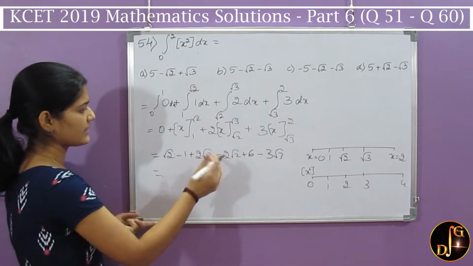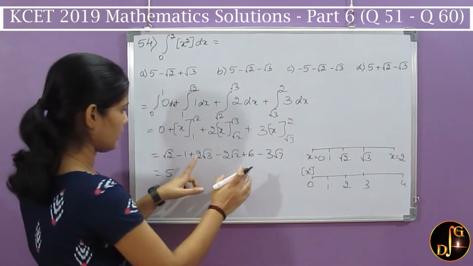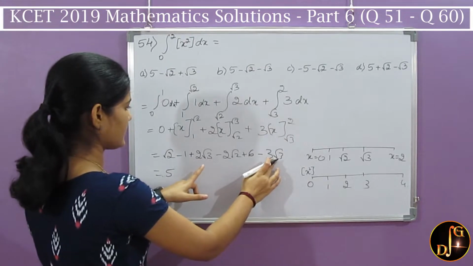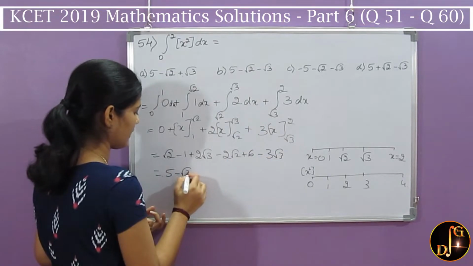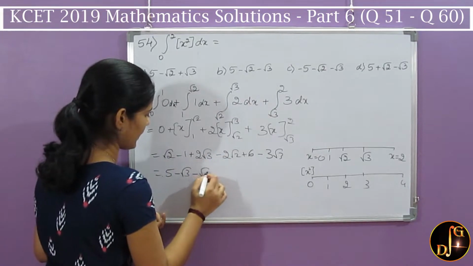If we simplify this, then 6 minus 1 is 5. Then how many root 3's are there? Minus 3 root 3 plus 2 root 3. So it is minus root 3. Then minus 2 root 2 plus root 2. Then it is minus root 2.